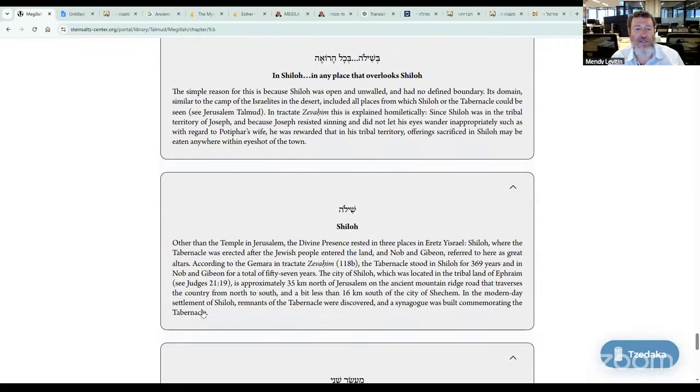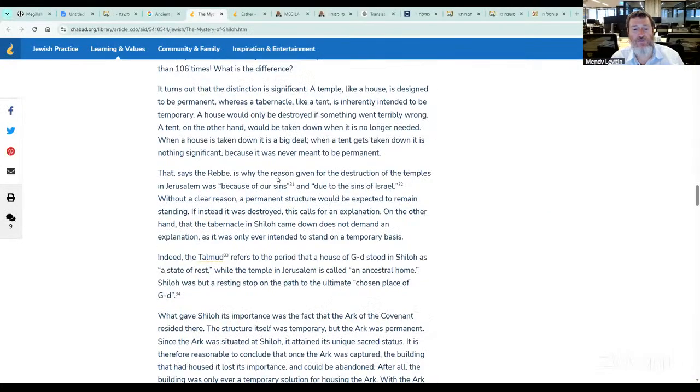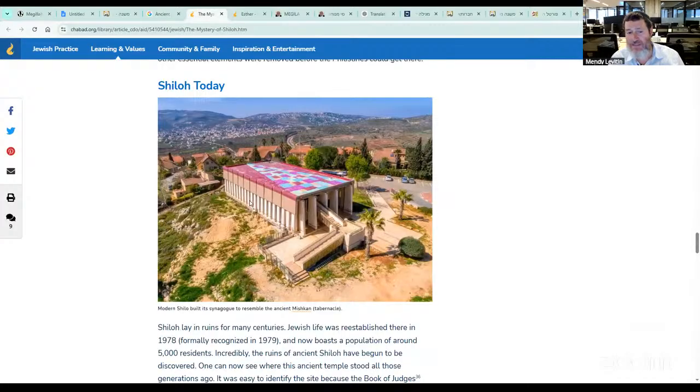In the modern day settlement of Shiloh, remnants of the tabernacle were discovered, and a synagogue was built commemorating the tabernacle, as we saw in the pictures before. Again, this picture over here is of the shul that was built as a replica, standing today in Shiloh. We know that the American ambassador, Mike Huckabee, is very into the city of Shiloh. He goes there all the time. His children discovered certain things from the times of the tabernacle.